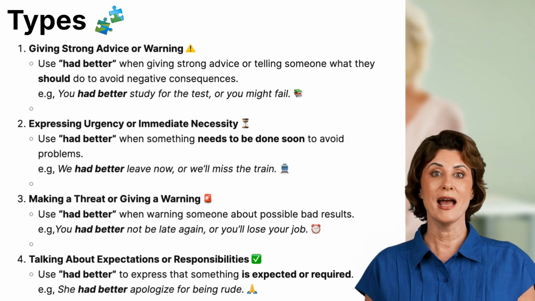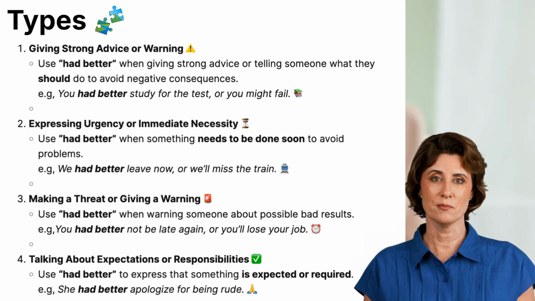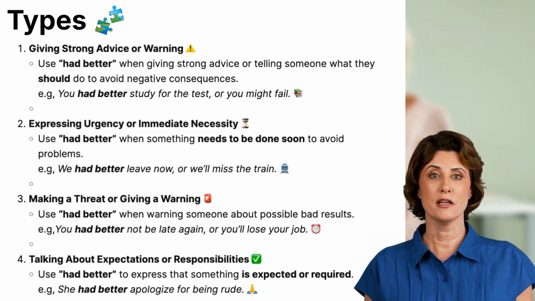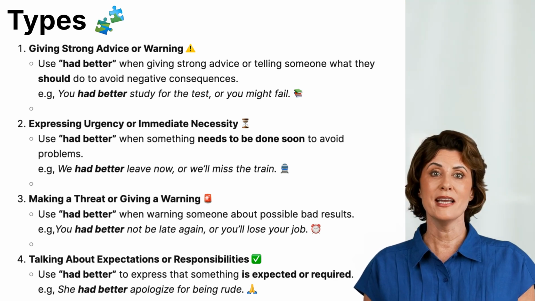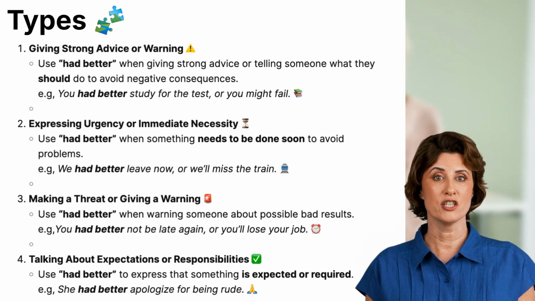We also use "had better" when we want to warn someone about possible bad consequences if they don't follow the advice. Example: You had better not be late again or you'll lose your job. This isn't just advice, it's a serious warning. The consequence is clear. If you're late again, you could get fired. More examples: He had better stop shouting or he'll get into trouble. You had better not forget my birthday. This structure is common when someone is angry or serious about a rule or expectation.